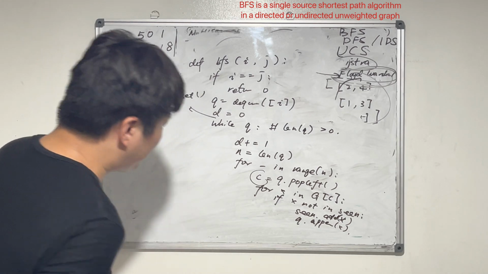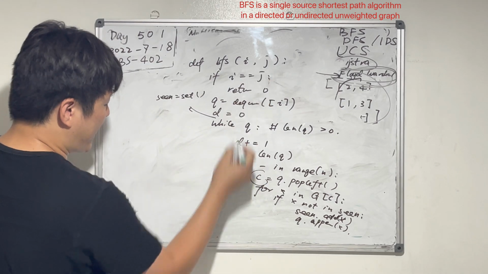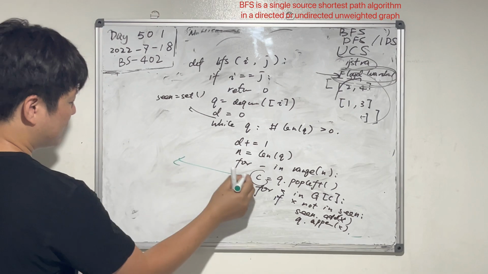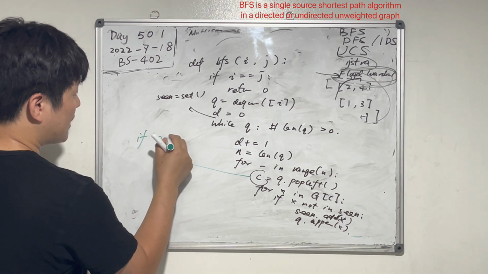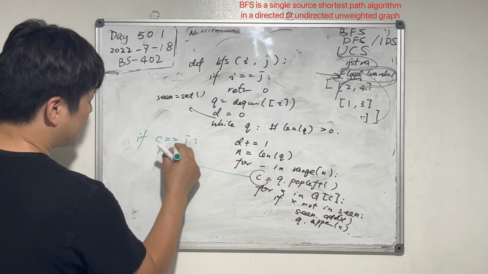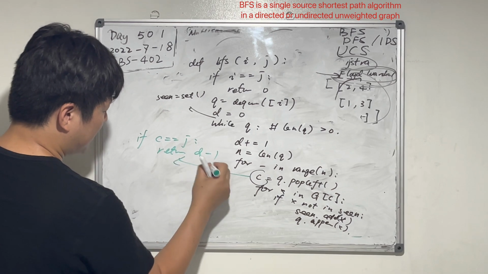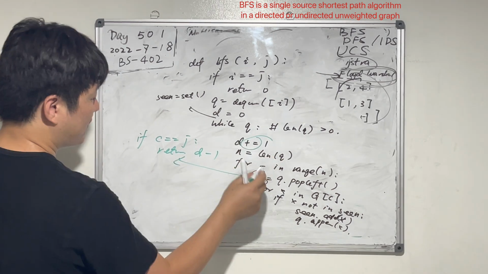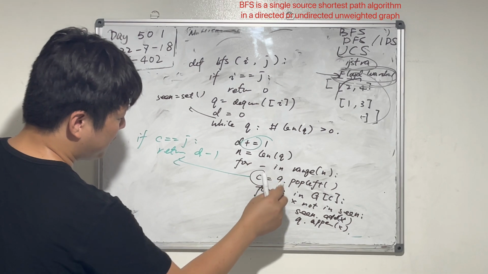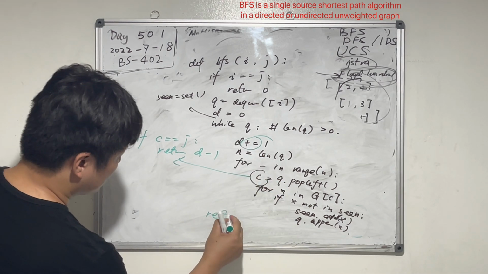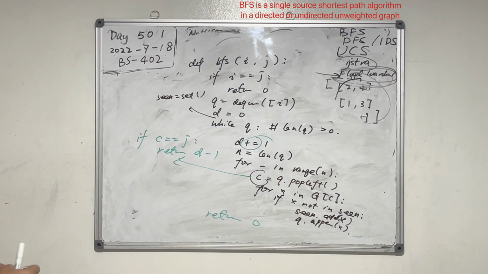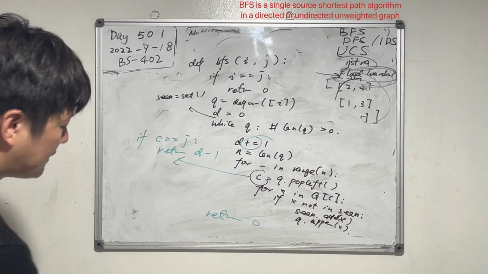So c equals q dot popleft. If at this point we find out that it's j, then we need to return, right? So we need to add that here. If c equals j, then we need to return d minus 1, right? Because we have already plus 1 here. If we can't find the j when we do this breadth search, we need to return 0. The cost is 0 or infinity, depending on the requirement. So this is the breadth search.